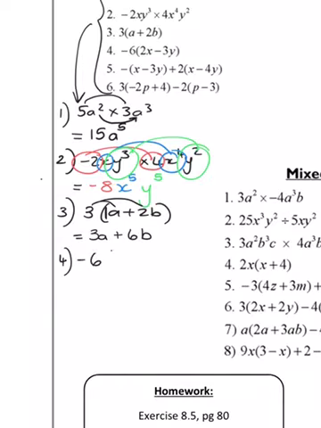Number 4. Careful, we've got a negative 6 now. So negative 6 times 2 is negative 12x's. Negative 6 times negative 3 is positive 18y's. Again, there's no letters with the 6, so the letters stay the same in the brackets. And always check within the bracket if there are like terms that you can fix up first.